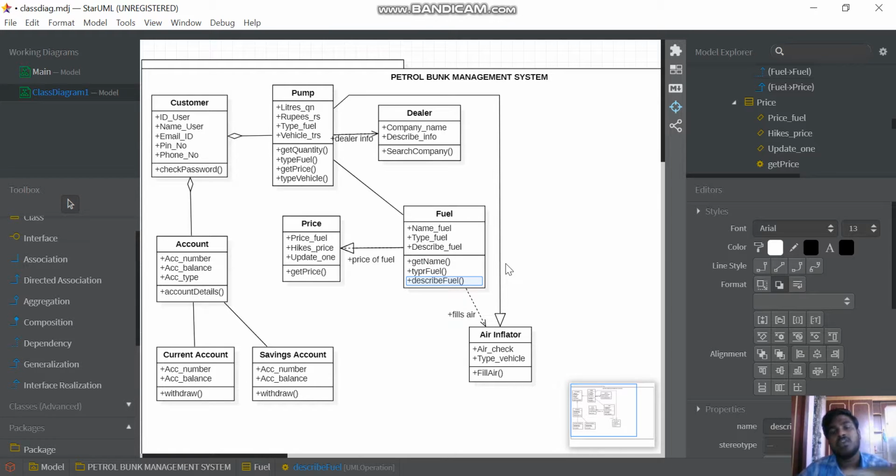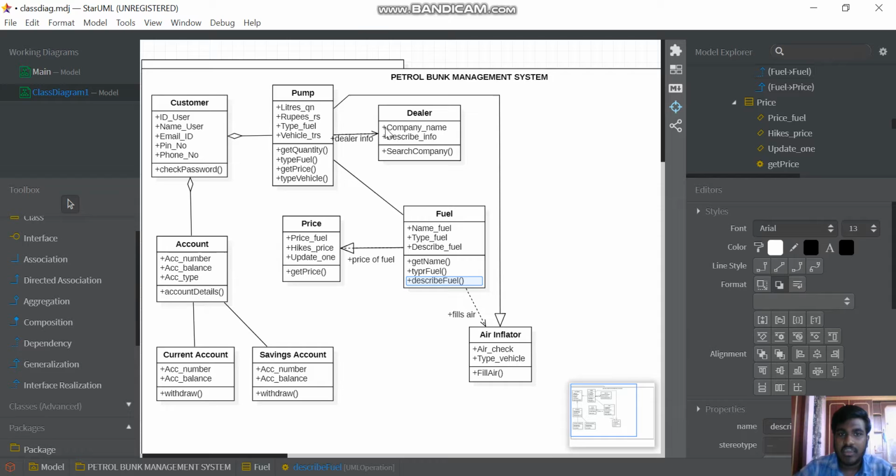So new customers with new vehicles can see the description of fuel. For example, diesel we put in cars, four-wheelers, and big vehicles. Petrol we put in bikes, so that the user can differentiate using this describe fuel operation.